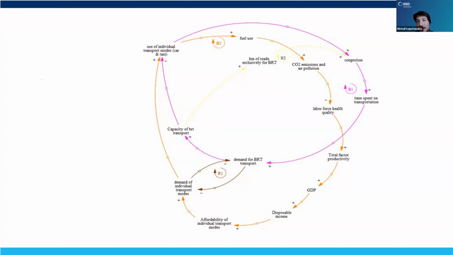Lisbeth, I don't know if you have anything else to add, or if that was clear. I think that's right. It's really about the direction of the relation between the different impacts. So also see here on the slide, CO2 emissions and air pollution, if that increases, basically health quality decreases, which is why it has a minus sign, because it's an inverse relationship. While the example that you gave there, Michael, use of individual transport modes, if that increases, congestion increases, which is why there's a plus sign.